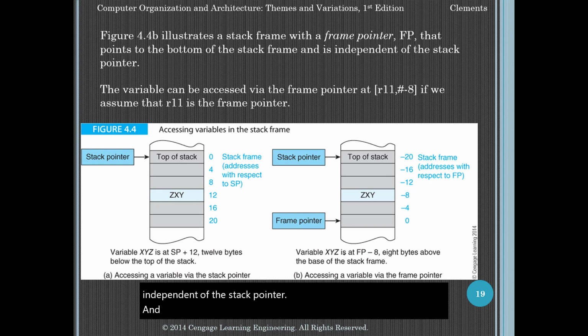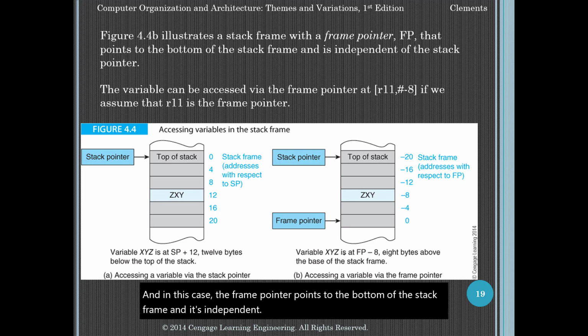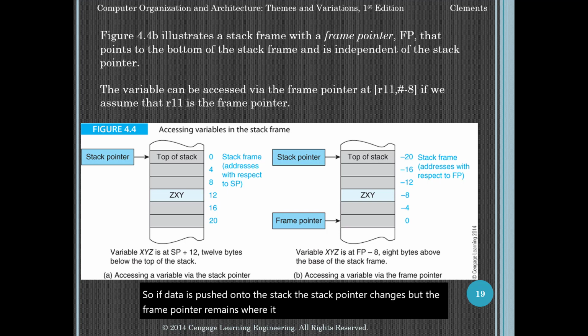And so this illustrates a stack frame with a frame pointer. In this case, the frame pointer points to the bottom of the stack frame, and it's independent from the stack pointer. So if data is pushed onto the stack, the stack pointer changes, but the frame pointer remains where it is. Which is honestly maybe a little easier for you to understand.